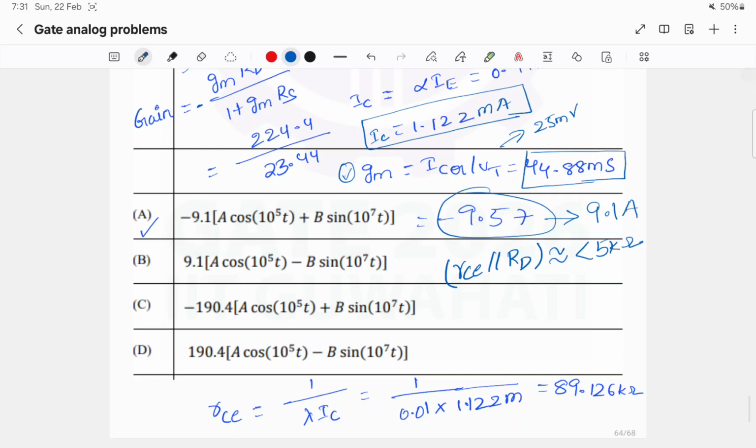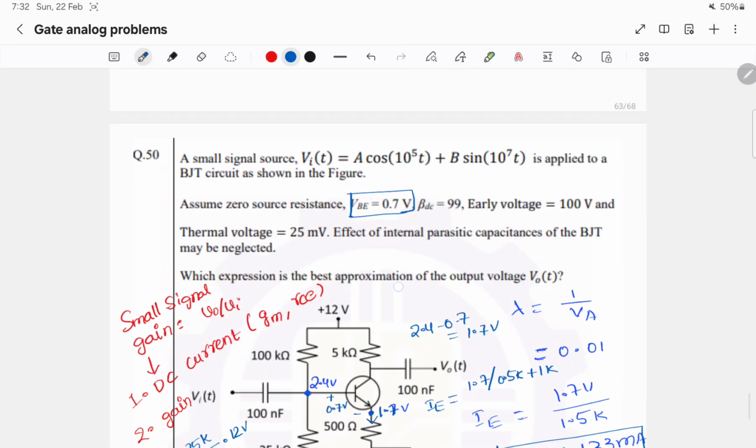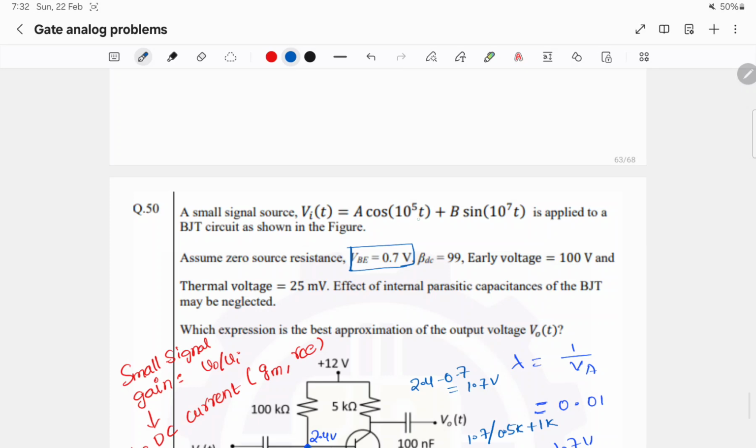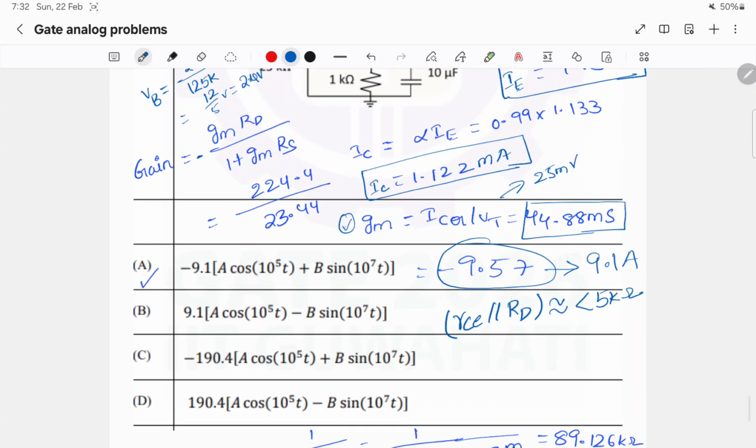So the answer is minus 9.1. The input signal has two frequencies, A cos 10 to the power of 5t plus B sin 10 to the power of 7t. They will get amplified by a factor of 9.1, which is the gain.